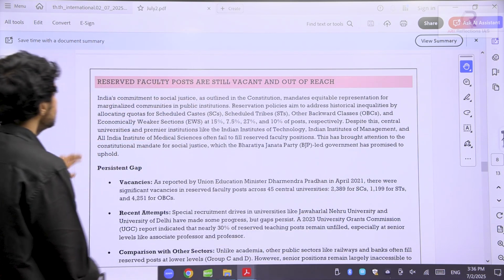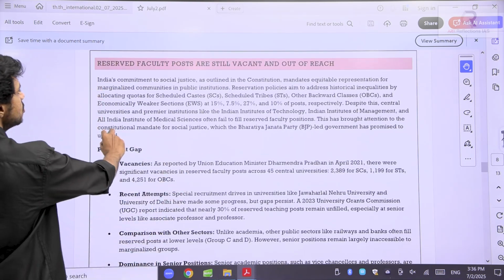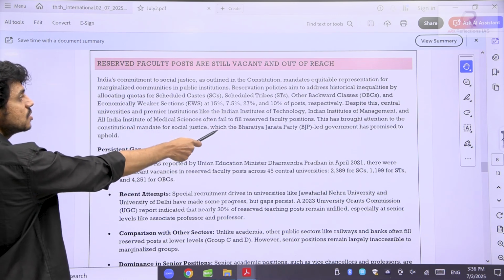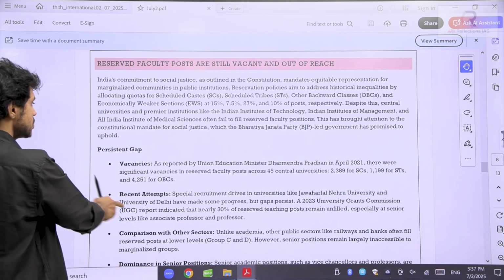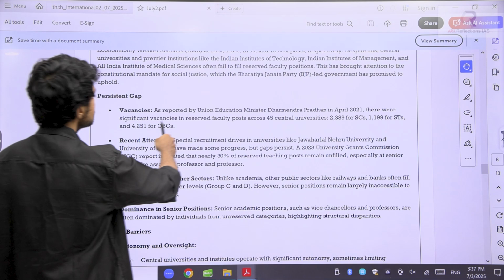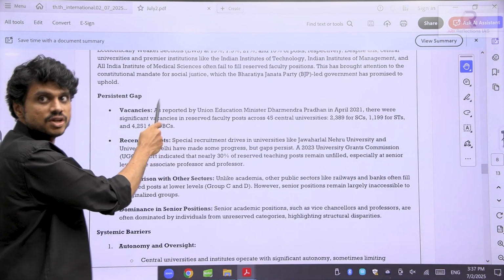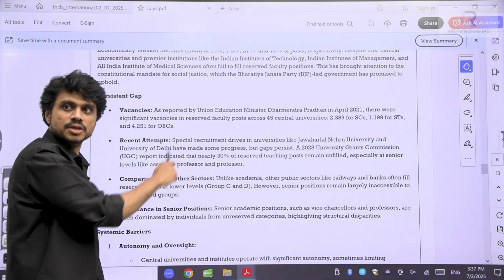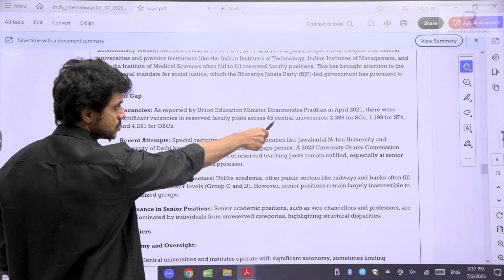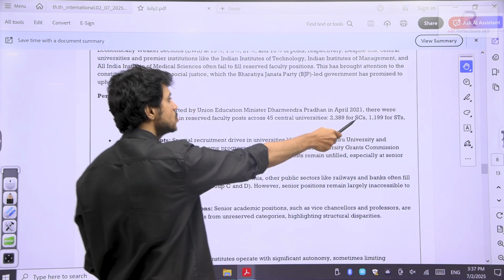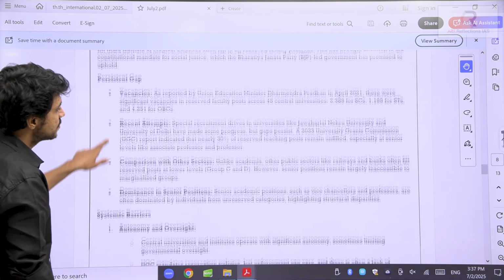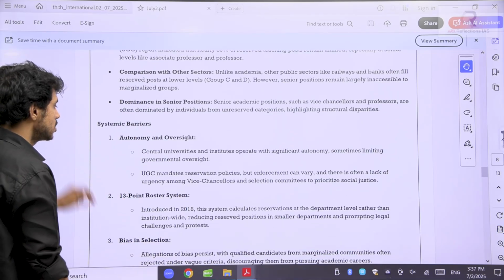The same thing. See here, central universities and premier institutions like IIT, IIM, AIIMS often fail to fill the reserved faculty positions. See here, there is a gap. As reported by the Union Education Minister, there were significant vacancies. Now, this is very important data, given by the Minister himself. In 45 central universities, 2,000 posts for the SC, 1,000 posts for the STs, and 4,000 for the OBCs are lying vacant. Special recruitment drives have been taken, but it is not working.